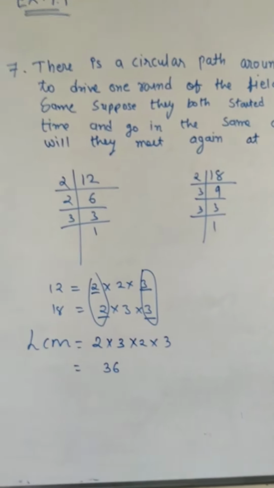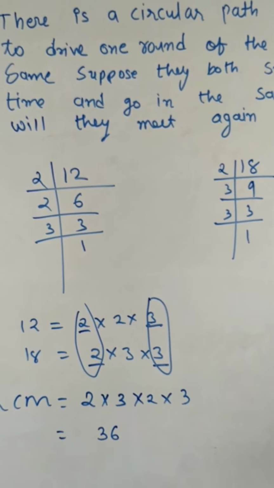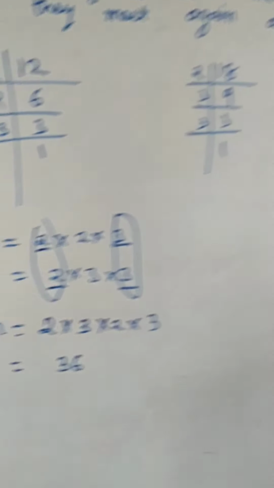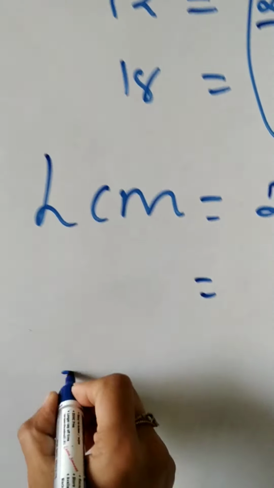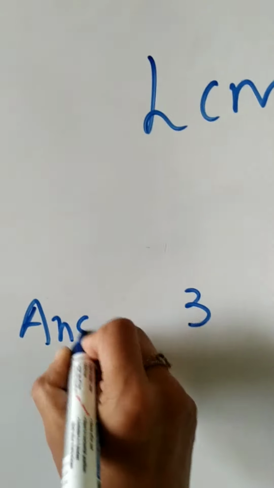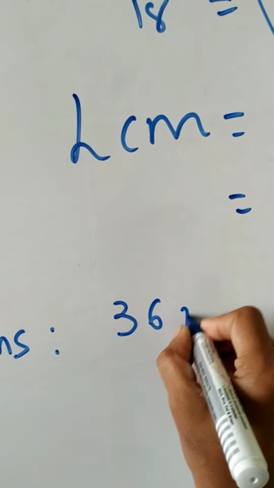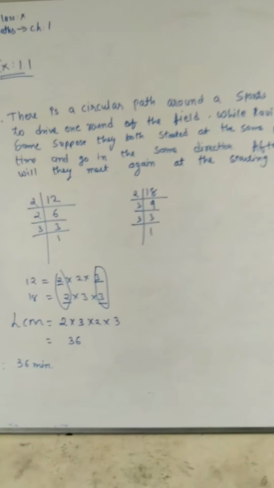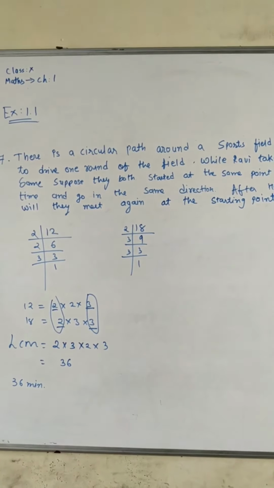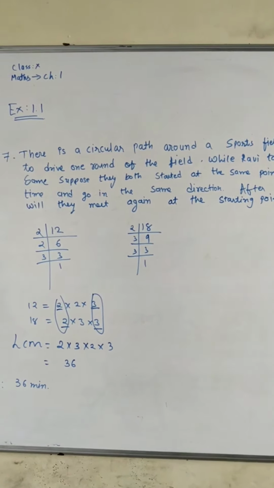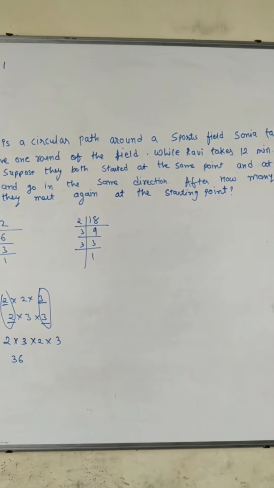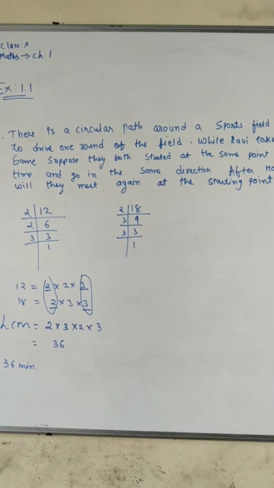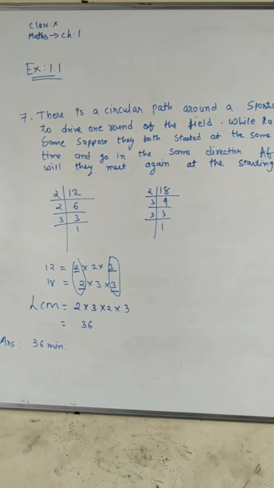They do not ask you what the LCM is. They ask what time they have taken to meet again. So we will write that after 36 minutes. The answer will be 36 minutes. So be careful about this question, because you do not know whether you have to find LCM or HCF. So read the question carefully. Here it is given that after how many minutes they will meet again. Meet again means we have to find LCM.